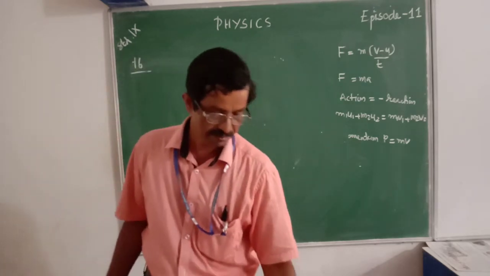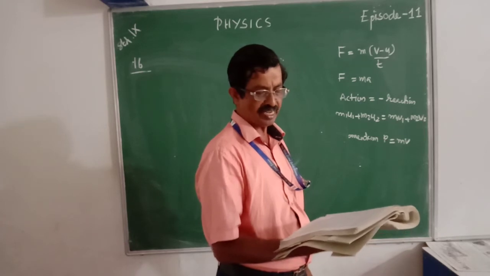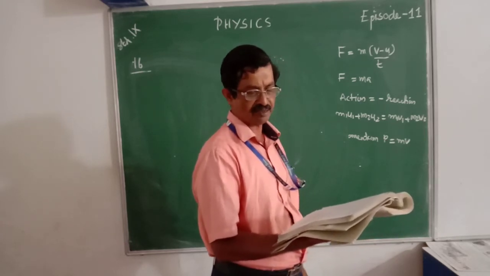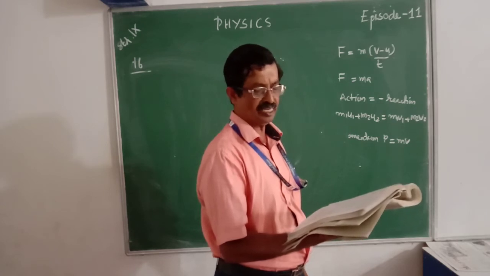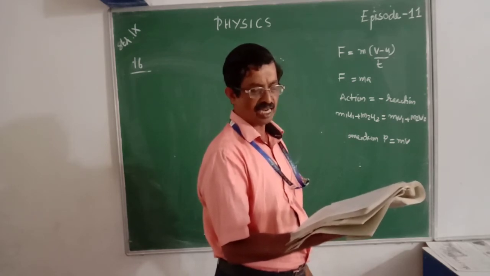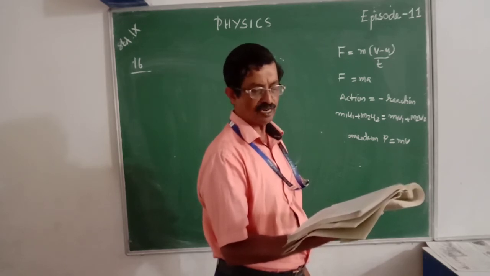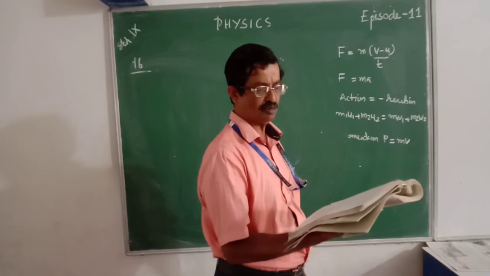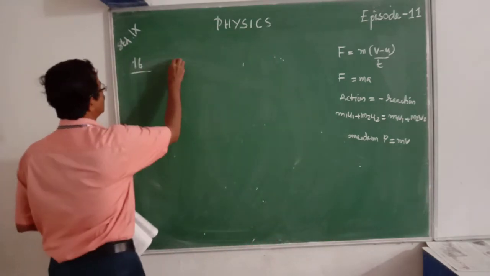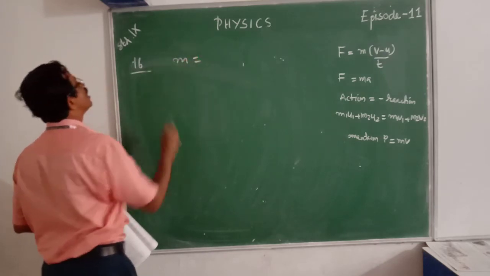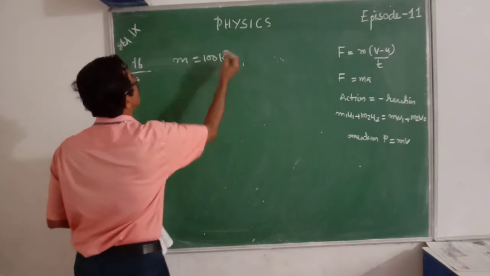16th one. An object of mass 1000 kg is accelerated uniformly from a velocity of 5 meter per second to 8 meter per second in 6 seconds. Calculate the initial and the final momentum of the object. Also find the magnitude of the force exerted on the object. An object of mass 100 kg. Let the mass here be m is equal to 100 kg.